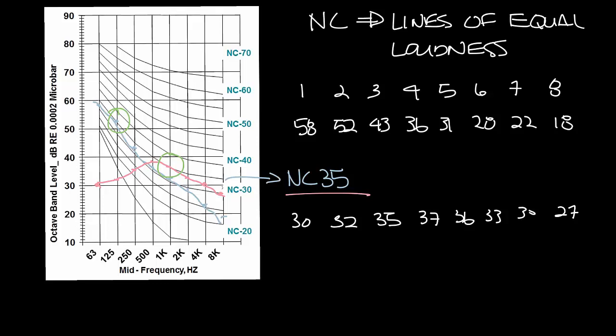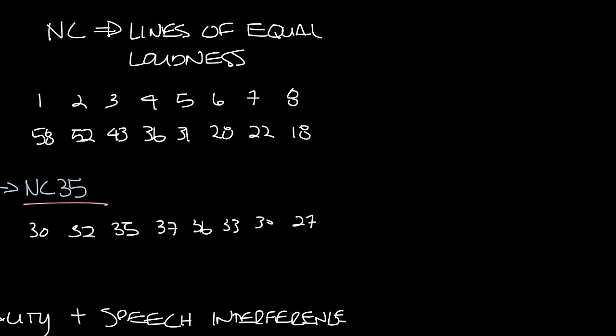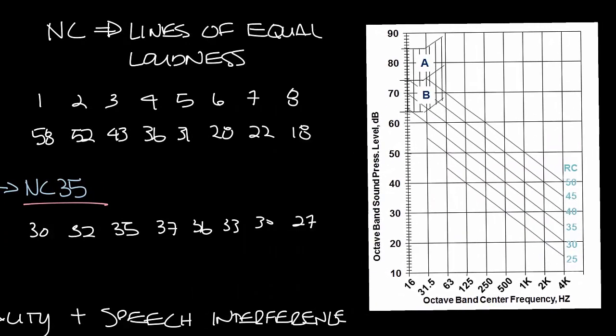So that's where RC comes in. RC stands for room criteria, and it's designed to give you an idea of the quality of the sound and whether it will interfere with speech, not just the loudness of the sound. So let me scoot this over so we can still see the decibel levels, but let's look at an RC graph. Okay, our octave band frequencies still go across the bottom and our decibel levels go up the side.